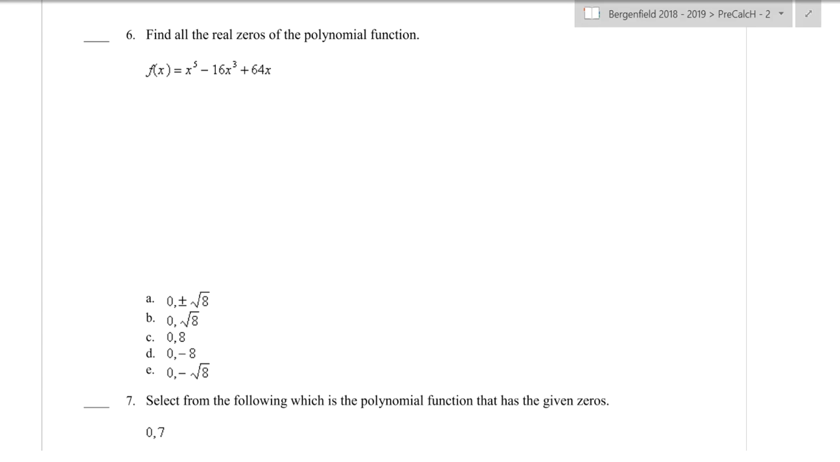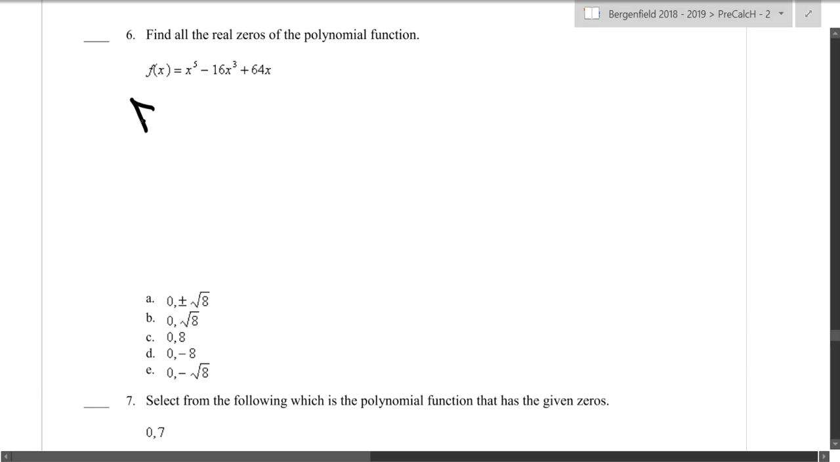Okay, this is from your lab 2.2, number 6. Find all real zeros of the polynomial function f of x is equal to x to the fifth minus 16x cubed plus 64x. So when finding zeros, we always want to factor. The simplest factor we can get out of this whole equation here is an x, okay? So x times (x to the fourth minus 16x squared plus 64).